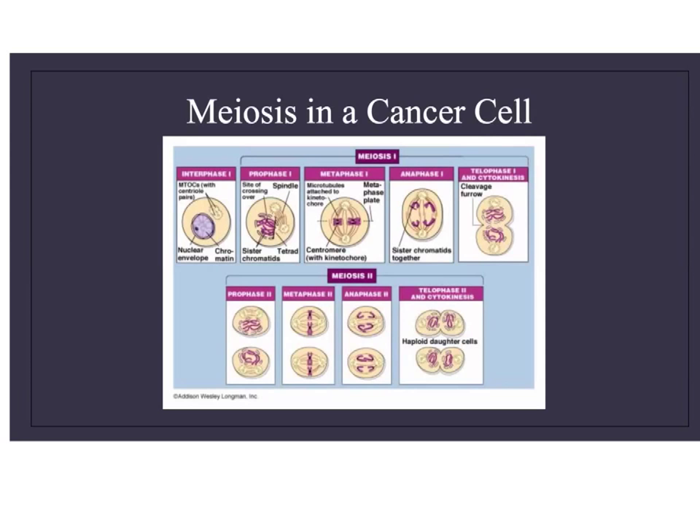Then there is meiosis 2, where prophase, metaphase, and anaphase are the same as meiosis 1, but in telophase and cytokinesis, 2 haploid daughter cells are created.